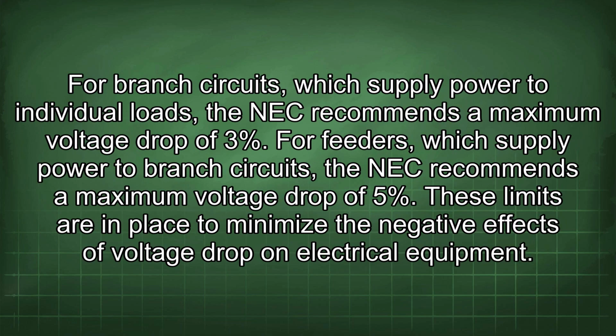For branch circuits, which supply power to individual loads, the NEC recommends a maximum voltage drop of 3%. For feeders, which supply power to branch circuits, the NEC recommends a maximum voltage drop of 5%. These limits are in place to minimize the negative effects of voltage drop on electrical equipment.